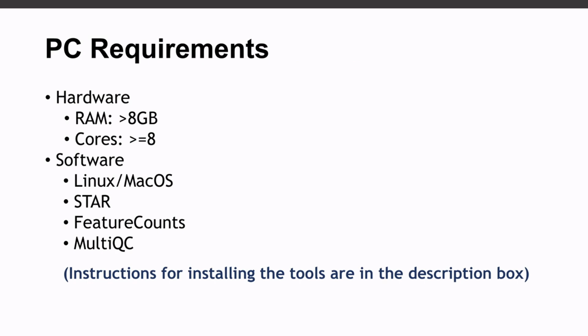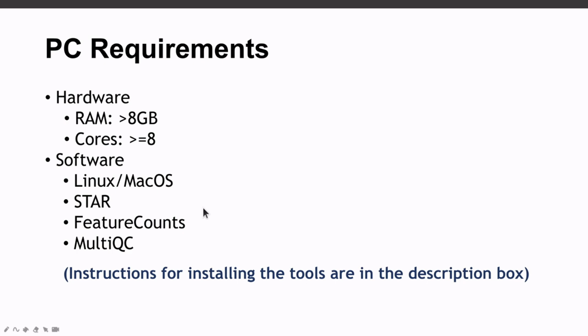Now, if you want to follow this tutorial, you need to make sure your PC satisfies these requirements. You should have a PC with a RAM greater than 8 GB. And you should also have the number of cores of your PC not less than 8. For the software, you should have a Linux or MacOS operating system, and you should have STAR installed. We'll use STAR to map the reads to the reference sequence.